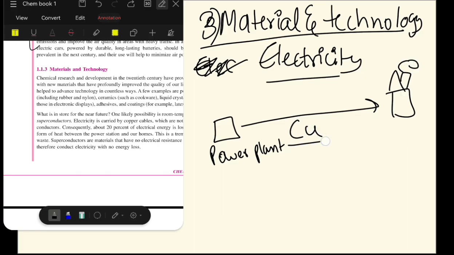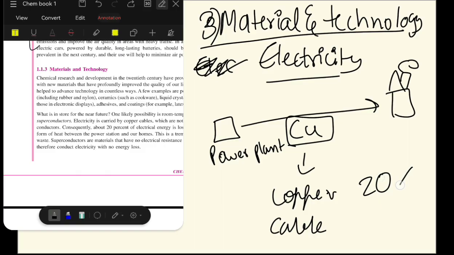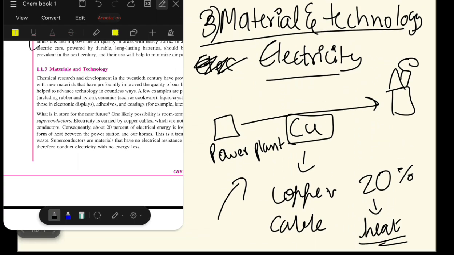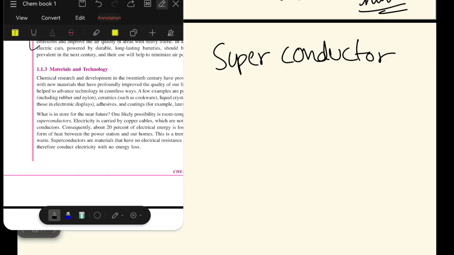using CU cable, which is copper cable. The problem with copper cable is that 20% of the electricity being transported is wasted in the form of heat, which is a very huge and tremendous loss. In order to find a solution for this, we need to find some sort of superconductor. Copper is a conductor of electricity, which is why we use it to transport electricity from the power plant to our houses. But 20% is lost. In order to save that, we need to find a superconductor.